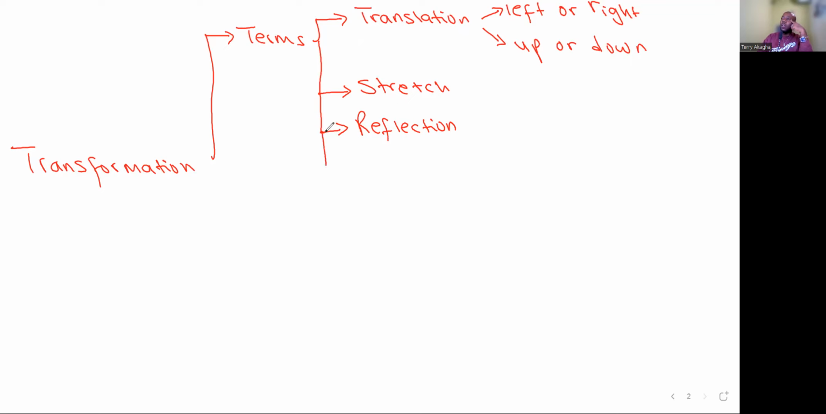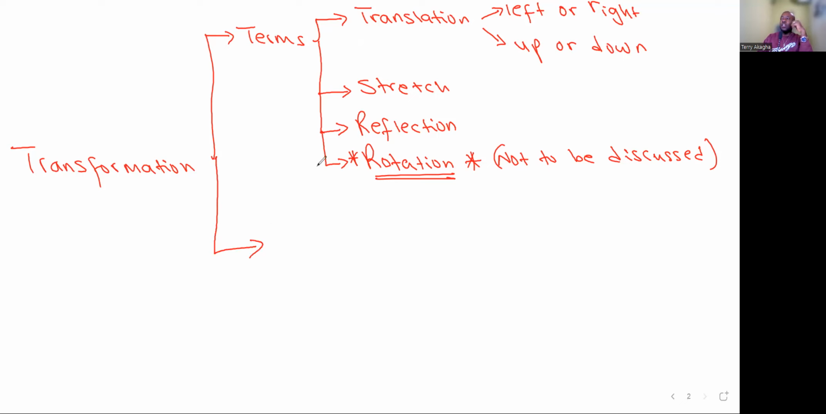Now, there's a fourth one called rotation, okay? I'm not going to talk about rotation in this video series. I'm going to have another one for this. So rotation is not going to be discussed. But if you want to know more about rotation, I'm going to upload another video for this. But for this series, I'm going to only talk about translation, stretching, reflection. Is that okay? After that, I'm going to dive into each of them.